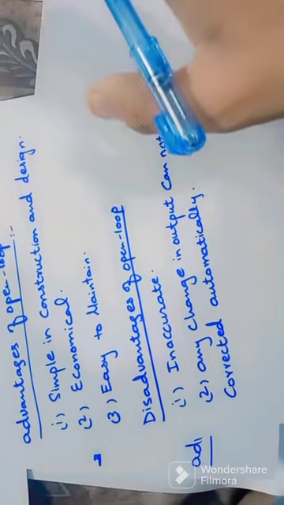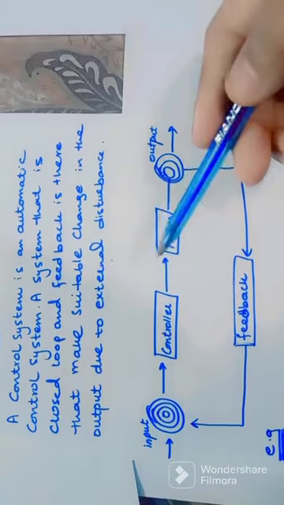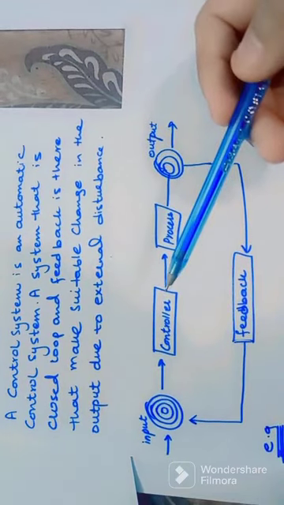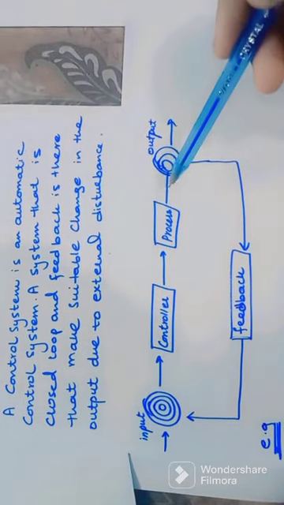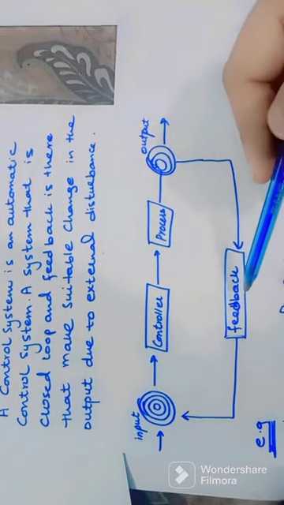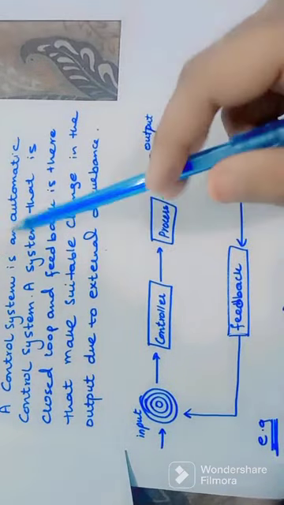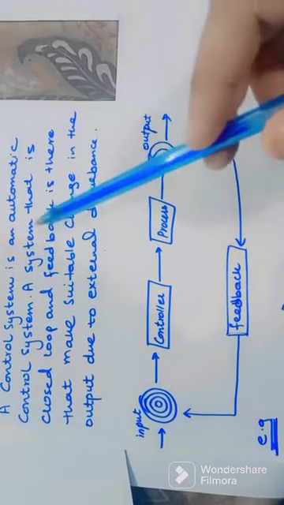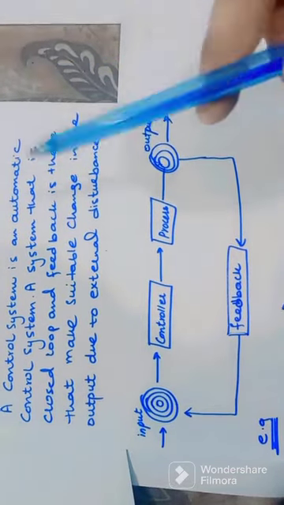Now come to the next one, which is a closed loop control system. Now you can see the closed loop control system. You can see the same block diagram as an open loop control system, but the new thing is there is a feedback or a comparison maker between the output and the input. The one thing you have to remember is that the closed loop control system is also known as an automatic control system. Why automatic control system?